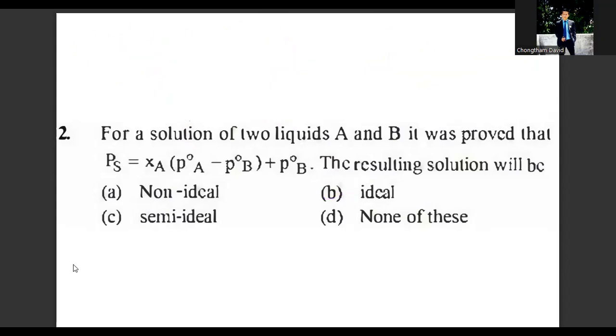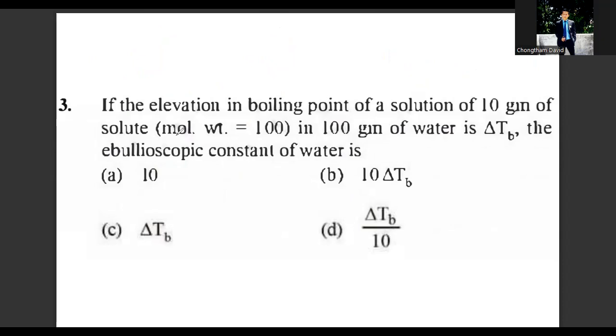Let us read question number 3 and attempt this question together. This is based on ebullioscopy. If the elevation in boiling point of a solution of 10 gram of solute, given molecular weight is 100, in 100 gram of water is delta TB, the ebullioscopic constant of water is? So from the relation, you have delta TB, which is the rise in boiling point temperature, equals Kb into weight of the solute multiplied by 1000 with respect to, 10 into 1000.